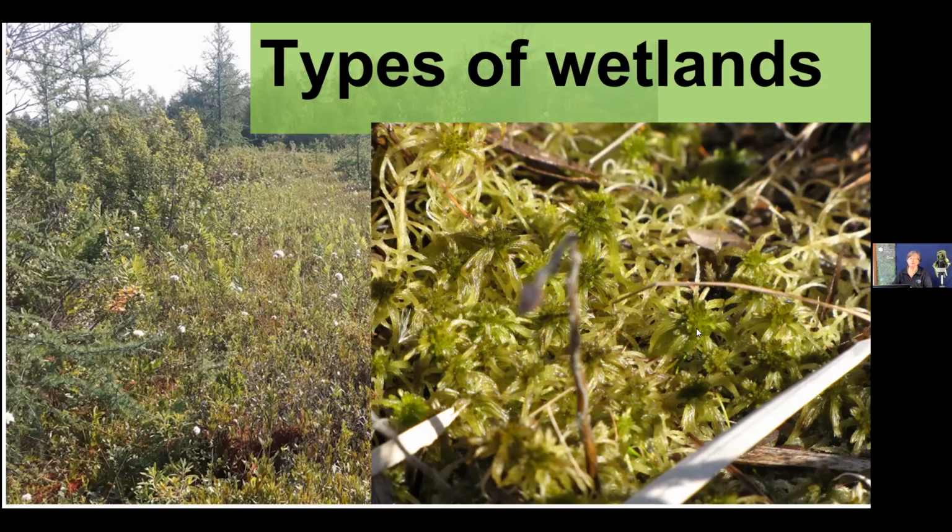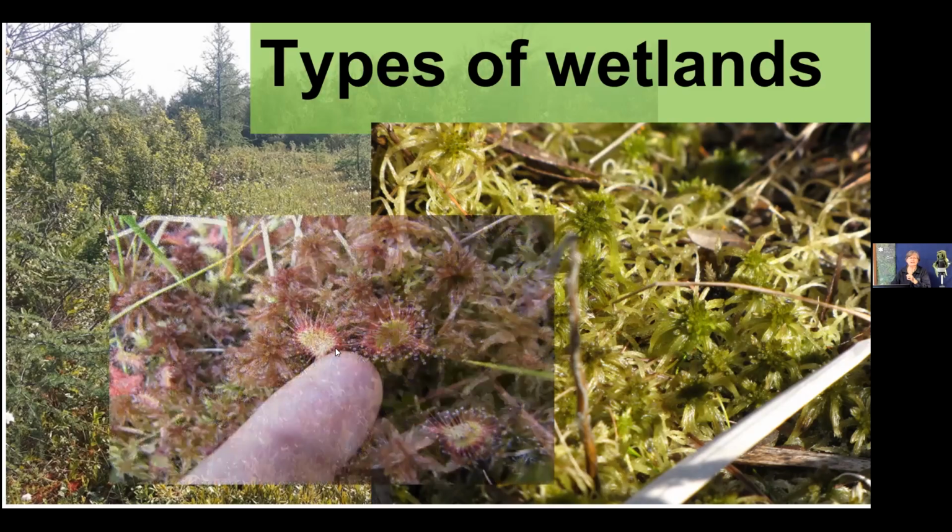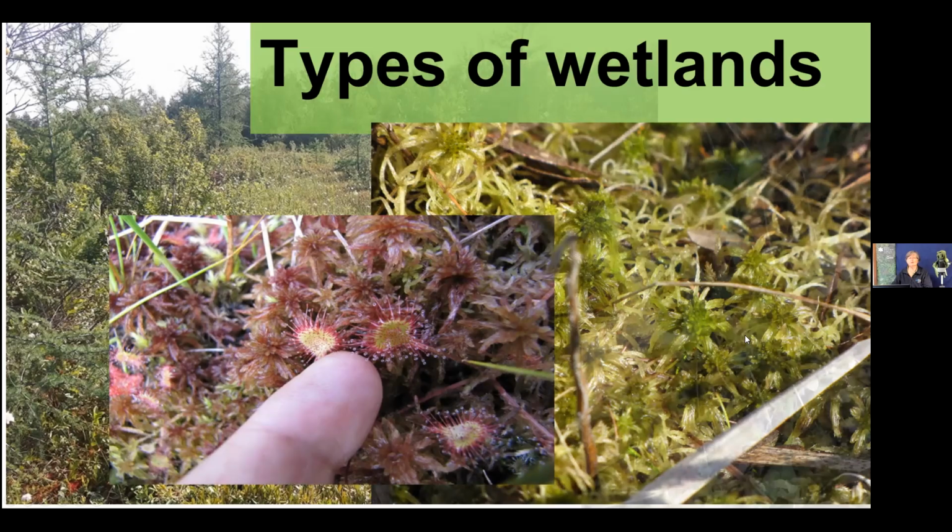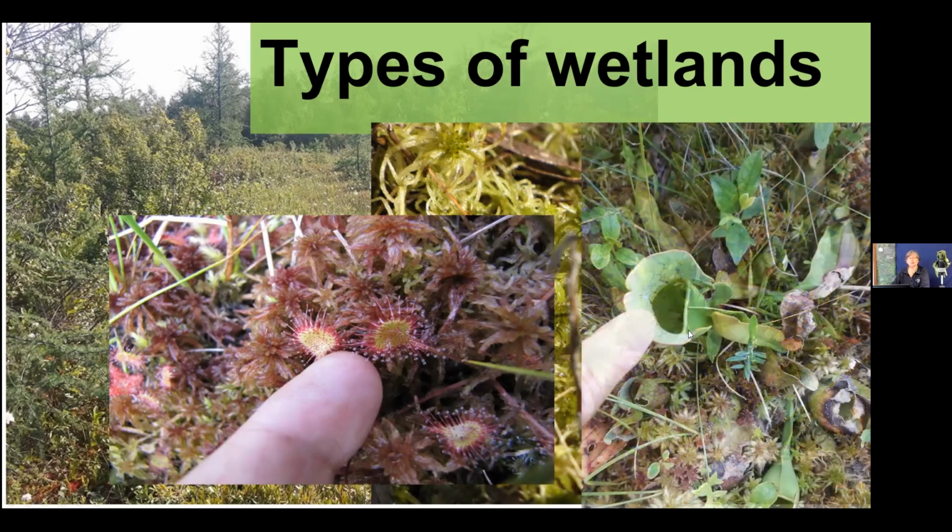There probably will be. So sphagnum moss is very absorbent, and so it's going to provide the water. And that's why you often see, there's my finger, touching some sundews. These are carnivorous plants. They will fold over and capture those insects, but there's the sphagnum moss all around there. Another plant that we have here is a pitcher plant, and it will capture the insects down inside there. You can see the pitcher plants right there.